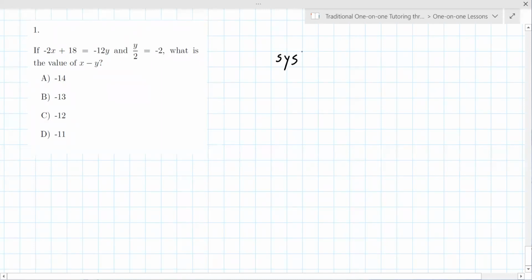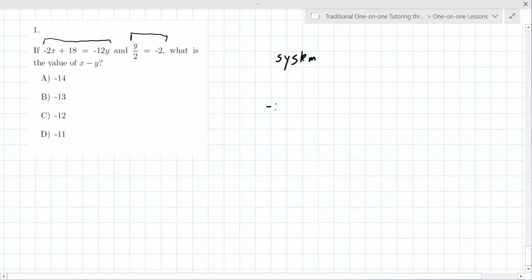So as a reminder, they're giving you a system because there's literally two equations. There's equation 1 and there's equation 2. They don't have to be the same complexity, although sometimes you do see them in a standard form. And like I mentioned before, they're not just going to ask you for the value of X or the value of Y. They're always going to ask you for something else. In this case, they want you to take the two answers and subtract them.